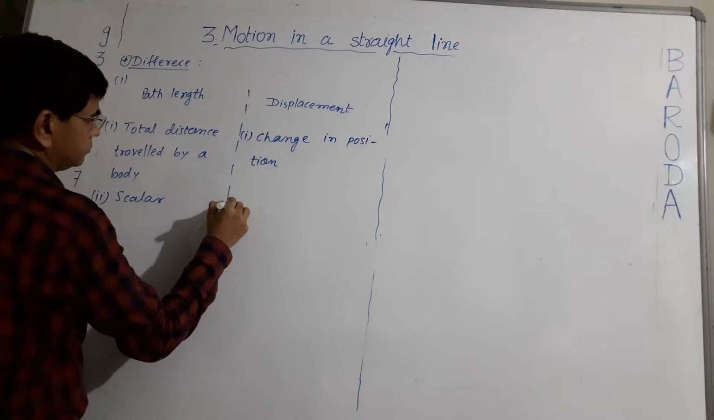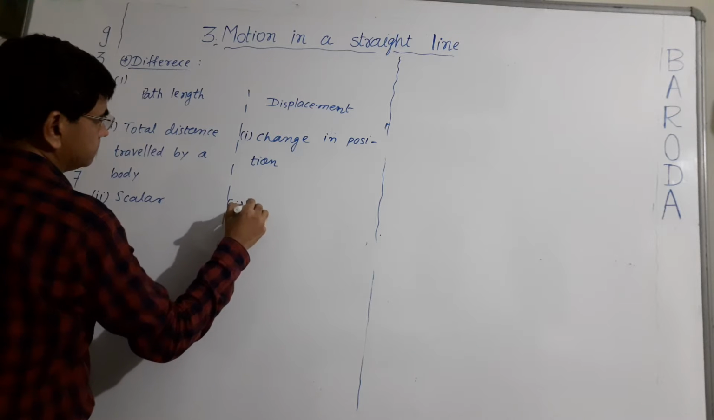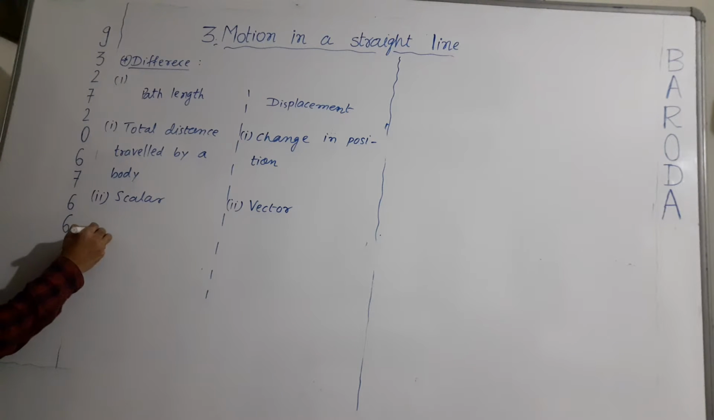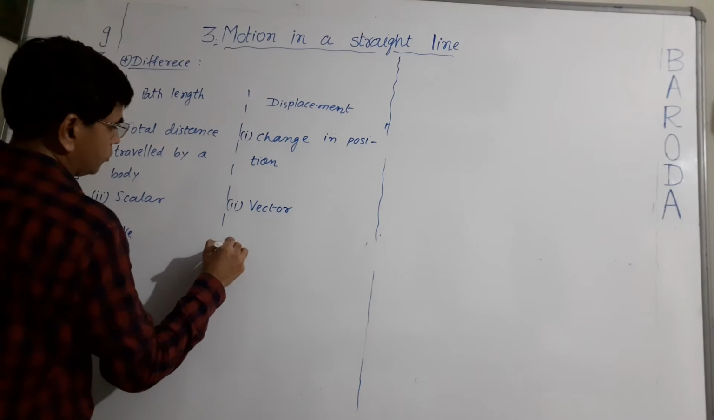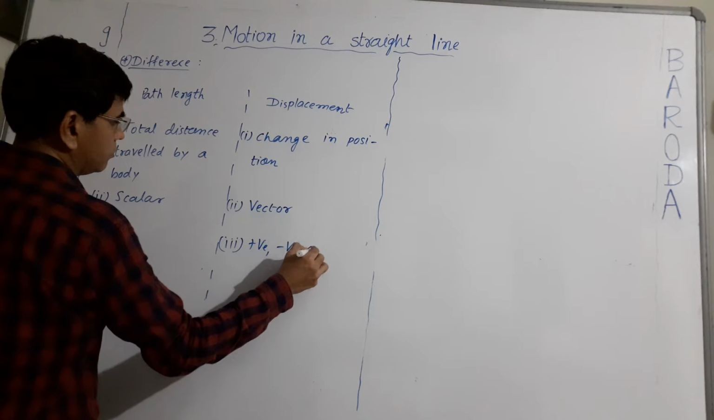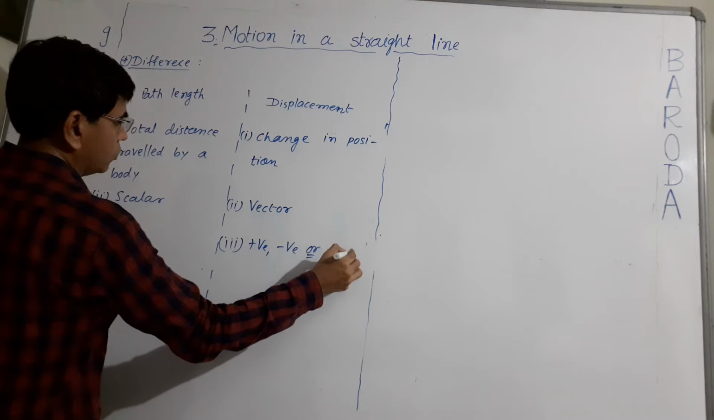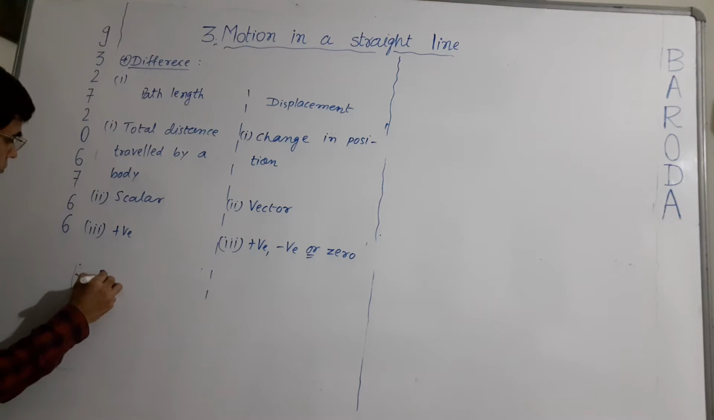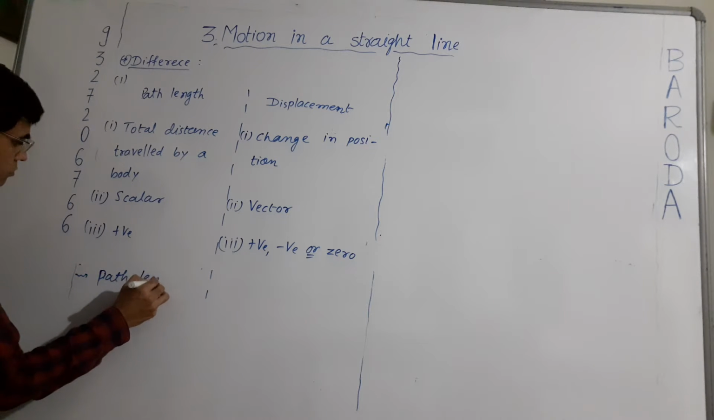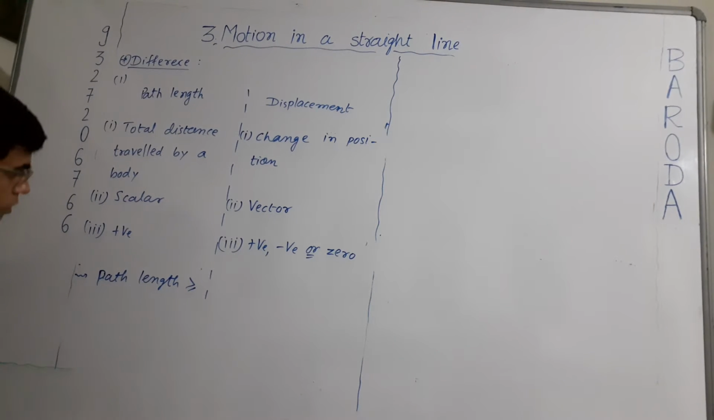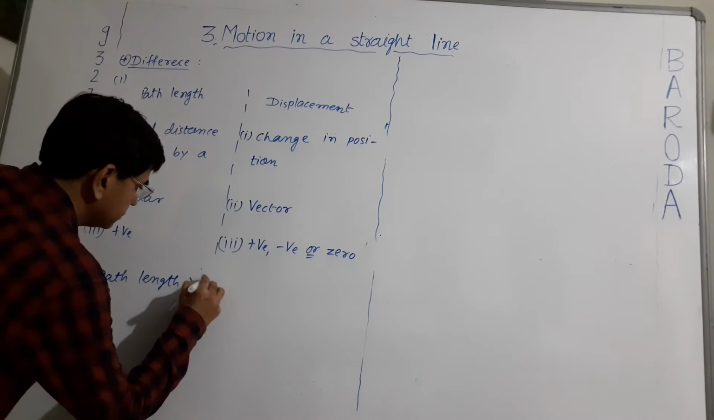scalar quantity. Displacement is a vector quantity. Number 3, path length is always positive. Displacement may be positive, may be negative, or may be zero. Path length is always greater than or equal to displacement.